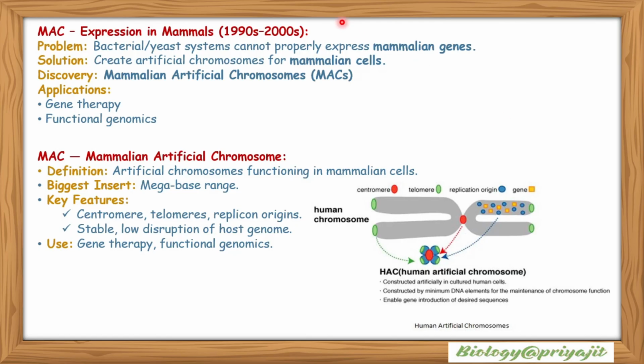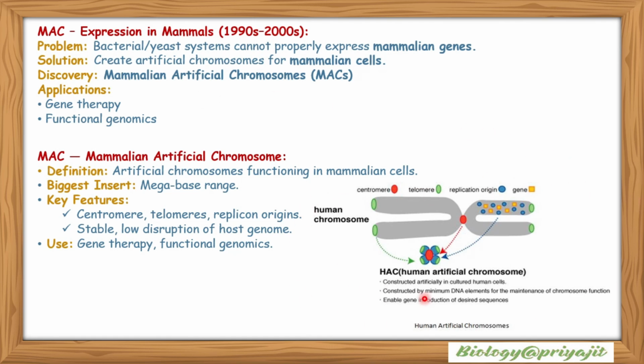MAC, that is expression in mammals, 1990s to 2000. Bacterial or yeast systems cannot properly express mammalian genes. So the solution: create artificial chromosomes for mammalian cells. So mammalian artificial chromosomes were discovered, and their applications were gene therapy and functional genomics. An artificial chromosome functioning in a mammalian cell is the mammalian artificial chromosome.